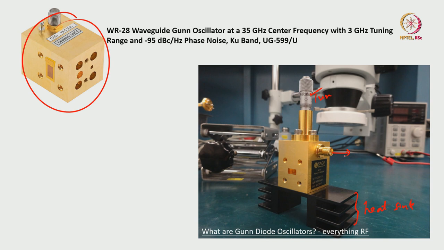And this is your Gunn diode, and this is from a commercial vendor, for instance. I have quoted the website from which I'm taking the image. This is a commercial Gunn diode waveguide oscillator at 35 gigahertz frequency. You can buy from a company here. I have not listed the name of the company which is selling it, but this is commercially available very much.